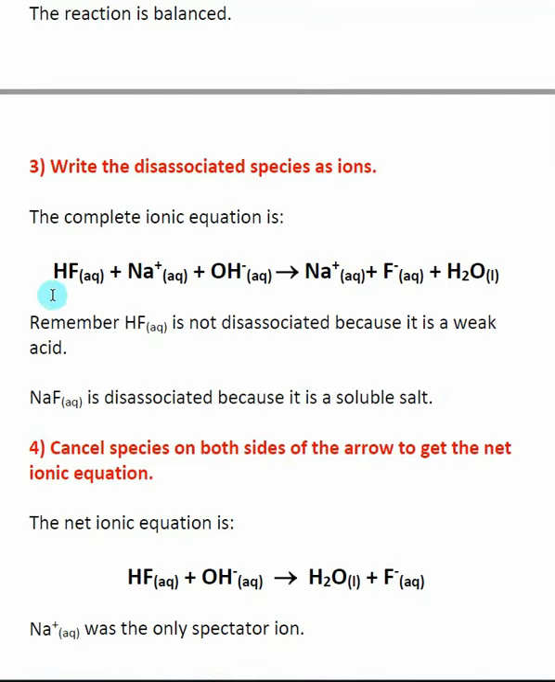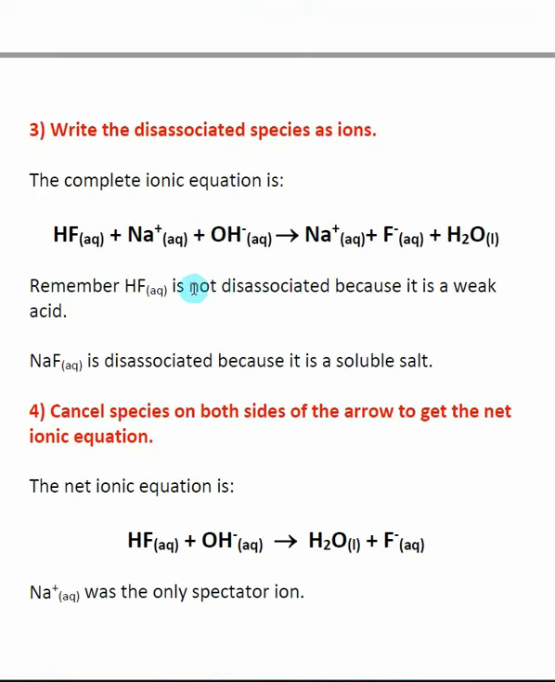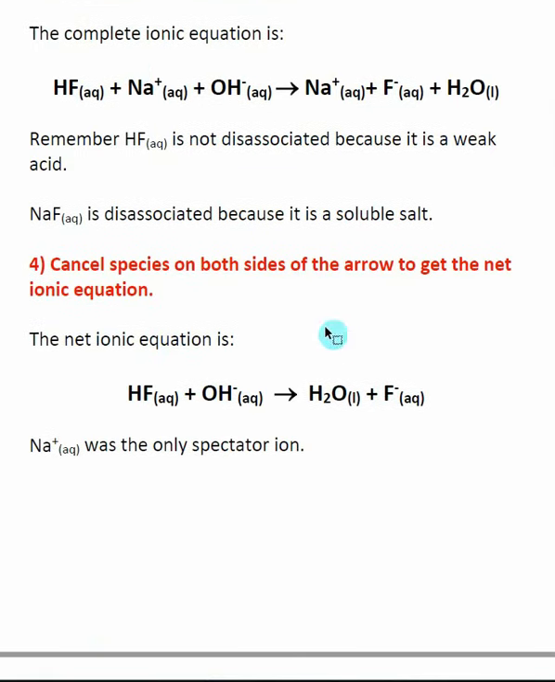So remember, HF is a weak acid, so we do not dissociate that, and NaF is dissociated because we consider that a soluble salt. So I go through and cancel species that are on both sides of the arrow. The only one in this case is just Na plus, so we get rid of that to get to our net ionic equation, and that is HF reacted with hydroxide, OH minus, to make water as our product, and then F minus. And really, Na plus is the only spectator ion.